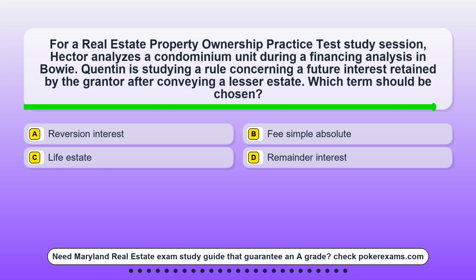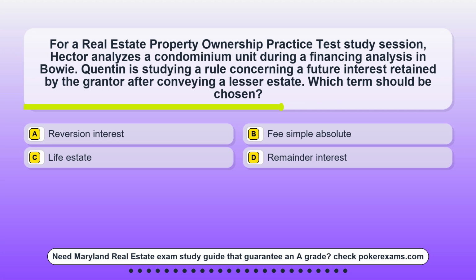Question 19. For a real estate property ownership practice test study session, Hector analyzes a condominium unit during a financing analysis in Bowie. Quinton is studying a rule concerning a future interest retained by the grantor after conveying a lesser estate. Which term should be chosen? Option A, reversion interest. Option B, fee simple absolute. Option C, life estate. Option D, remainder interest.